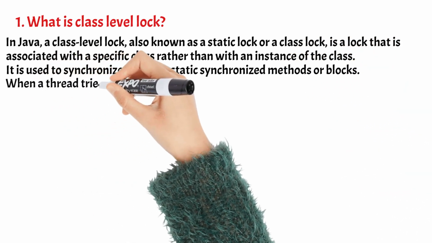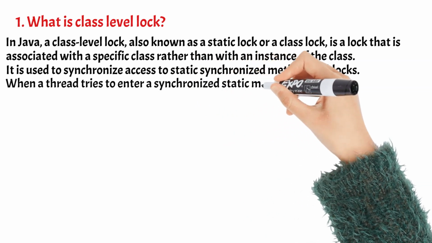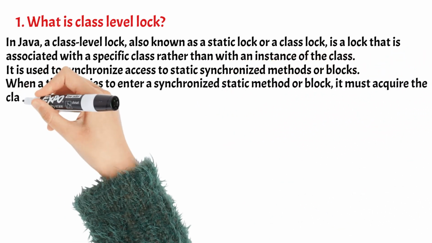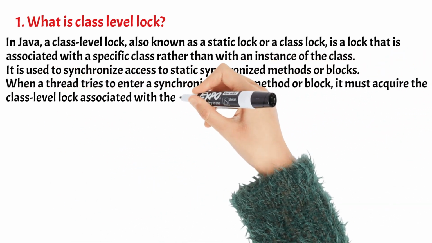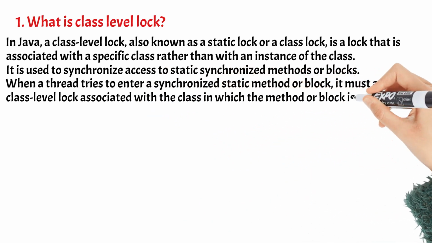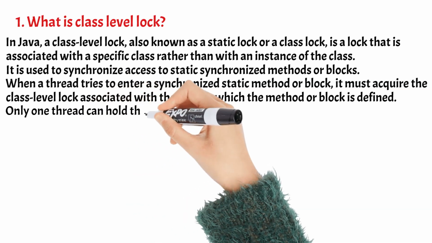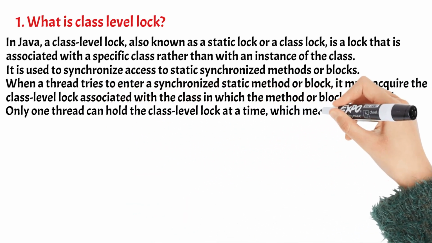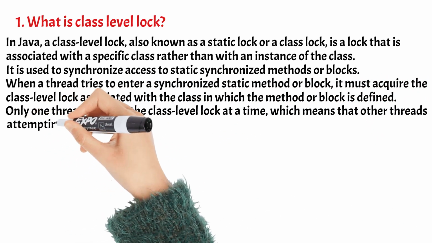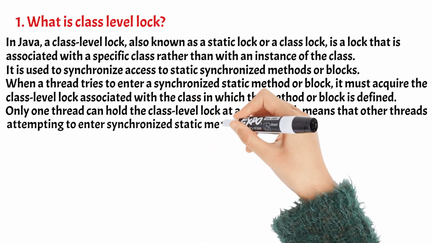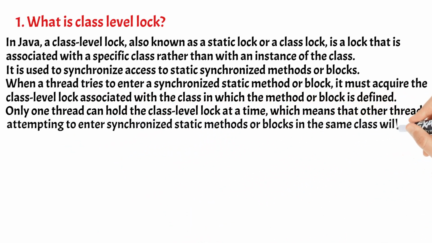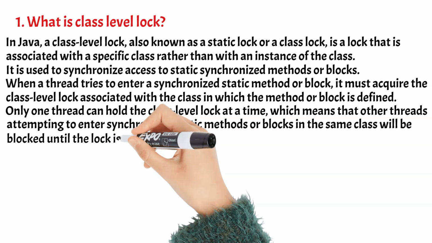When a thread tries to enter a synchronized static method or block, it must acquire the class level lock associated with the class in which the method or block is defined. Only one thread can hold the class level lock at a time, which means that other threads attempting to enter synchronized static methods or blocks in the same class will be blocked until the lock is released.